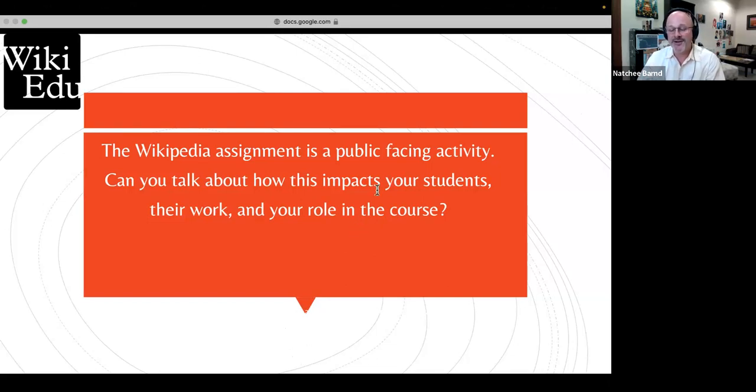So they are very nervous, very concerned. We always hear the concern that they're going to break the internet or break Wikipedia. That's one of the things that everybody is worried about. And it takes a lot of convincing and assuring them that it's going to be fine.